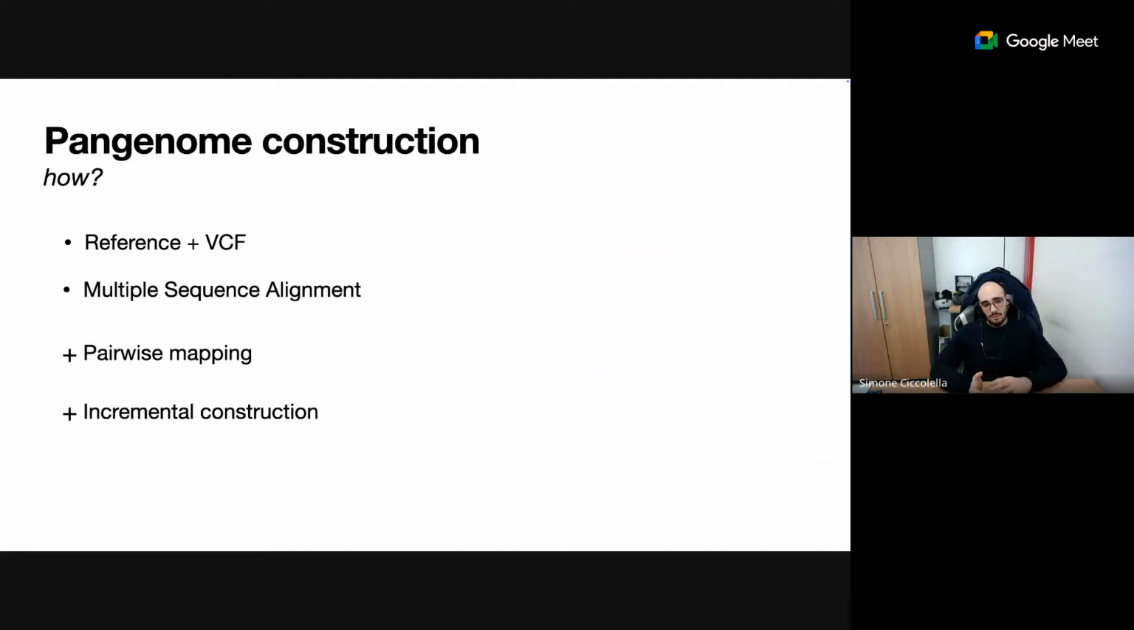There are other ways to do pangenome construction other than doing proper multiple sequence alignment. We can do pairwise mapping and augment the graph at each comparison. We can also do some incremental construction, which is not dissimilar to what we've seen in the talk yesterday, where we have a new individual that we want to add to our current pangenome, and then we adjust the pangenome based on what we see.